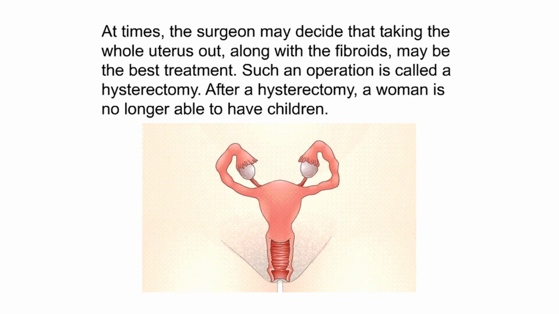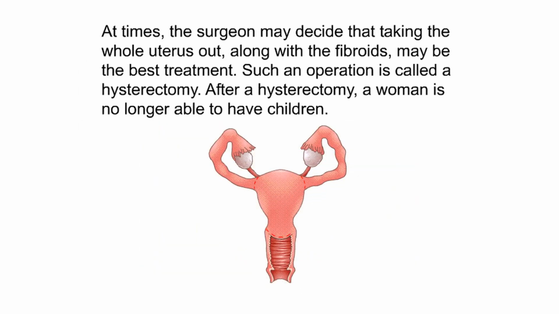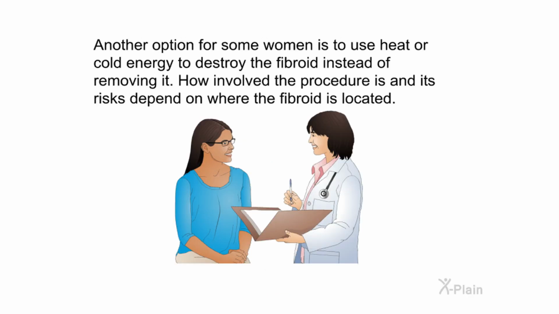At times, the surgeon may decide that taking the whole uterus out along with the fibroids may be the best treatment. Such an operation is called a hysterectomy. After a hysterectomy, a woman is no longer able to have children. Another option for some women is to use heat or cold energy to destroy the fibroid instead of removing it. How involved the procedure is and its risks depend on where the fibroid is located.